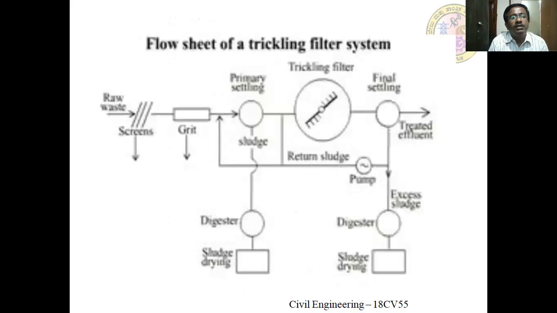So the flow sheet of the trickling filter is as shown in the figure. Usually after primary treatment, which means after screening, grit removal, as well as the primary settling tank, to remove all the floating materials and inorganic materials, then it enters into the trickling filter. Once after the preliminary treatment, it enters into the trickling filter.